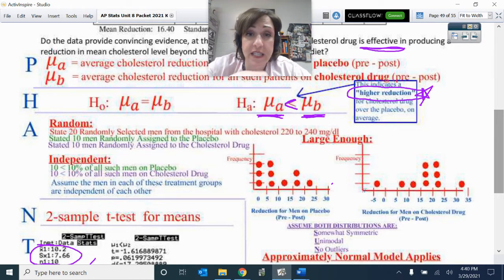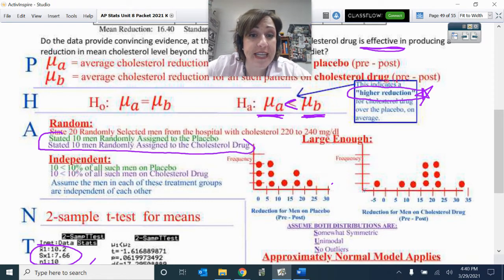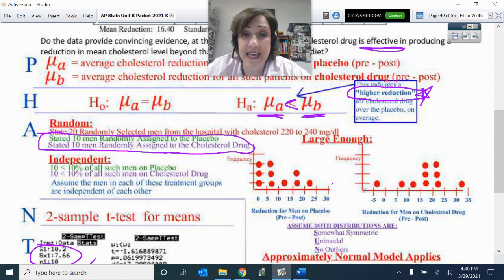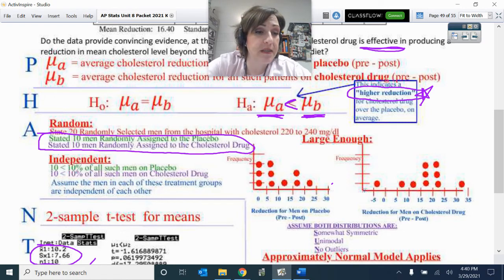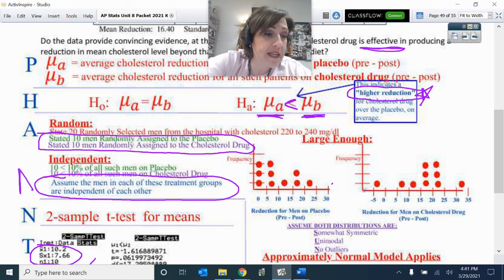I thought it was interesting that they said these were 20 randomly selected men from the hospital, because that plays into who you can generalize to. But what was actually more important was that 10 men were randomly assigned to the placebo and 10 men were randomly assigned to the cholesterol drug. Those were the two important statements about randomness. Independent: of course 10 is less than 10% of all such men on the placebo, and 10 is less than 10% of all such men on the cholesterol drug, and assume the men in each of these treatment groups are independent of each other.